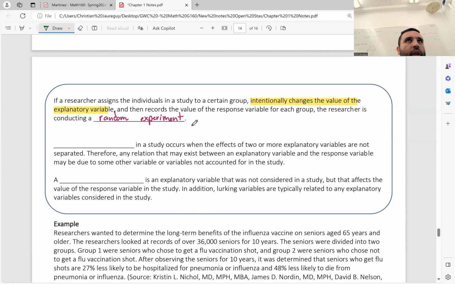Confounding. The big issue with observational studies that doesn't typically happen with experiments, although it can, is confounding. Confounding in a study occurs when the effects of two or more explanatory variables are not separated. Therefore, any relation that exists between an explanatory variable and the response variable is due to something else.